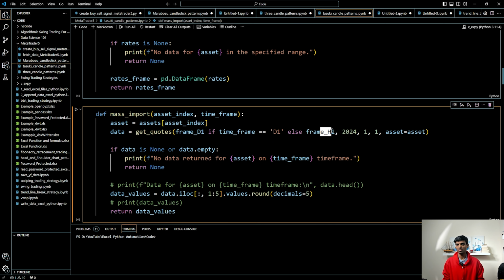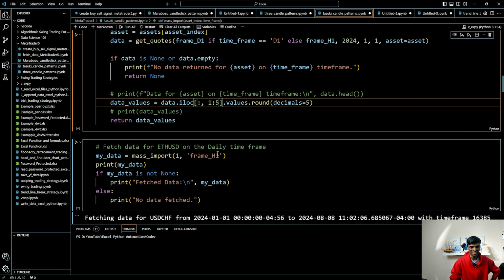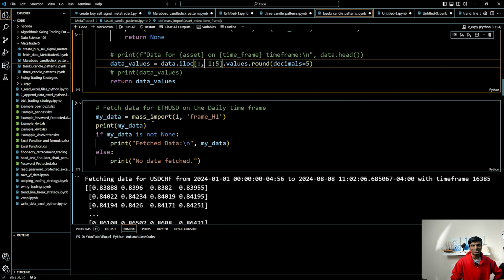So this is basically what we are doing, getting codes. D1 is daily data, and H1 is hourly. I will pass these parameters to the upcoming function. So basically this is a mass import, and this is fetching the data. This is the index number 1, and then the hourly frame index.